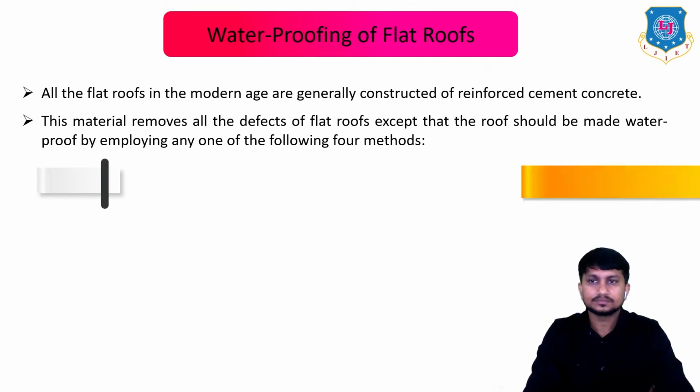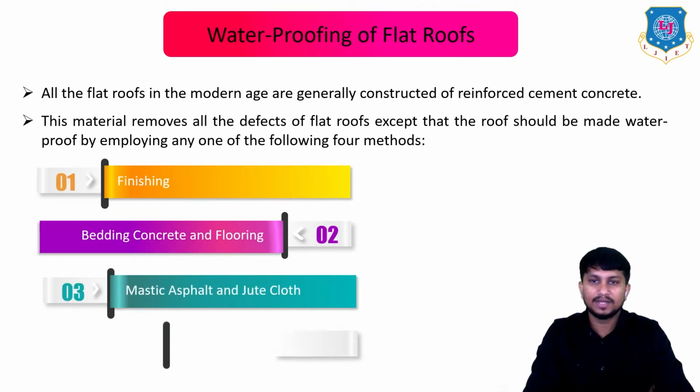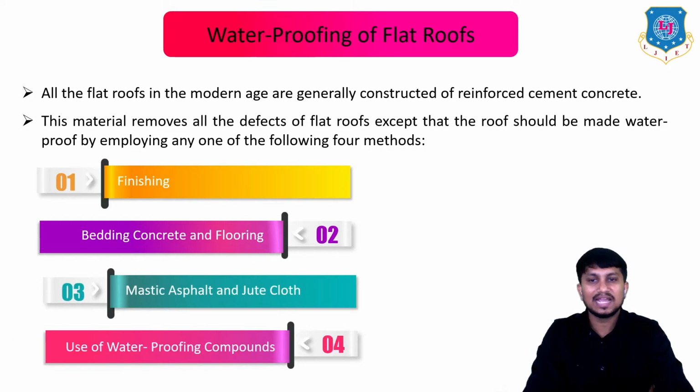First, finishing. Second, bedding concrete and flooring. Third, mastic asphalt and jute cloth. And fourth, use of waterproofing compounds. So by using these four methods, you can easily achieve waterproofing in flat roofs.